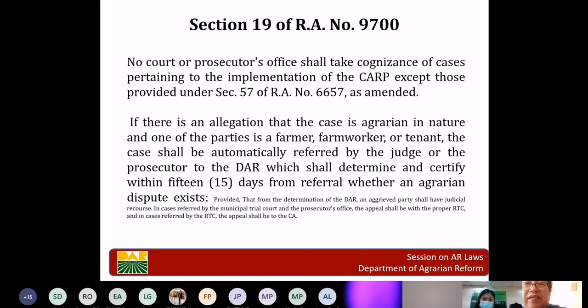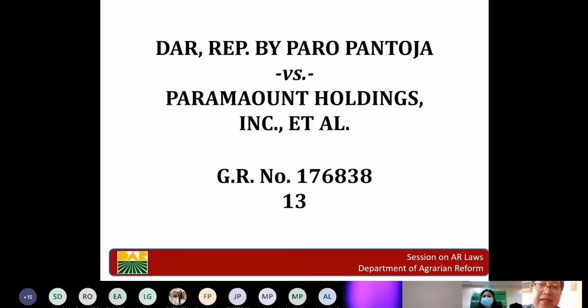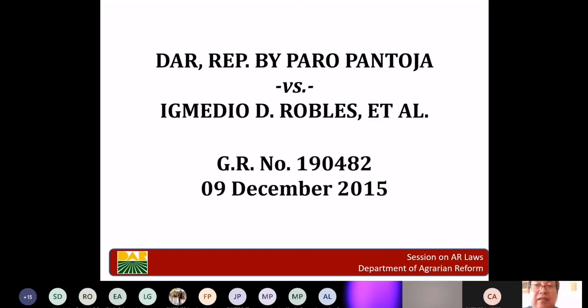So under Section 19, no court or prosecutor shall take cognizance of cases pertaining to CARP. So take note of AO 4 series of 2009, AO 3 series of 2011, and then the audio opinion number 40-10, and then OCA circular 62-10. Okay, next slide. I discussed already the case of Pantoja versus Paramount. Pantoja versus Robles. Now we go back to the DARAB rules.